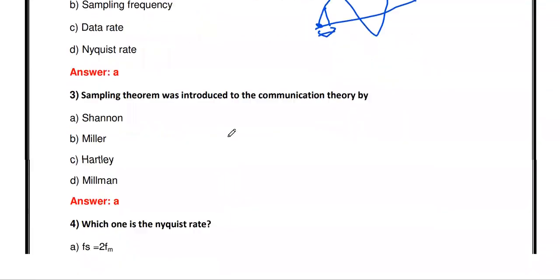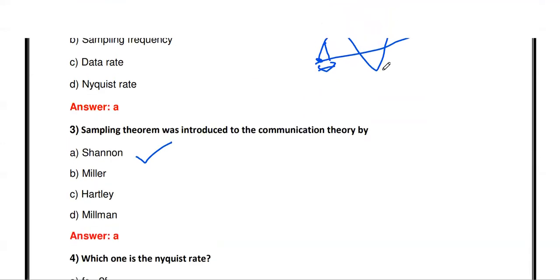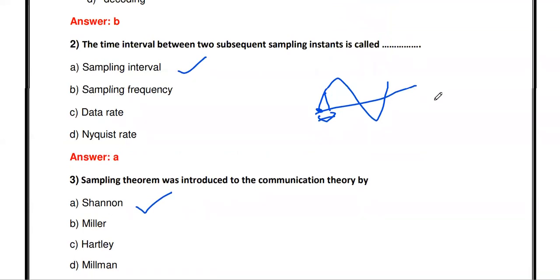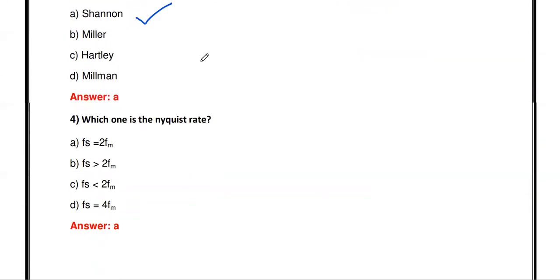The next one: the sampling theorem was introduced in communication theory by dash. The sampling theorem was introduced by Shannon. The four options given are Shannon, Miller, Hartley, Millman. Shannon introduced the sampling theorem in order to perform the sampling process in a perfect way. That's why the sampling theorem is called the Shannon sampling theorem.